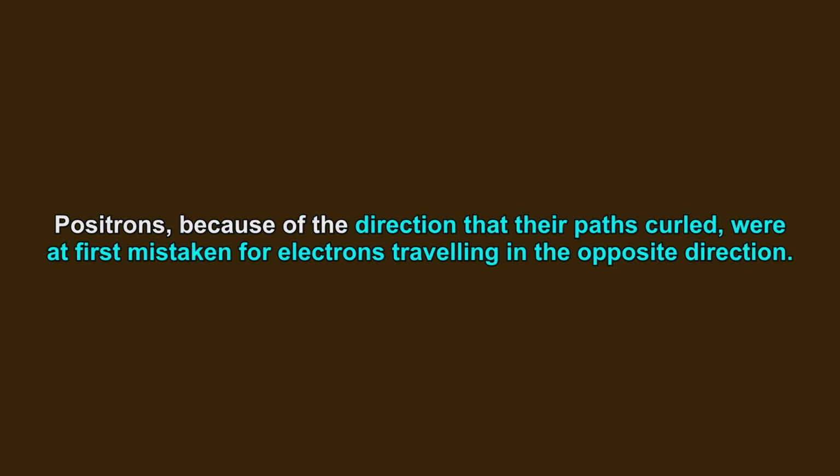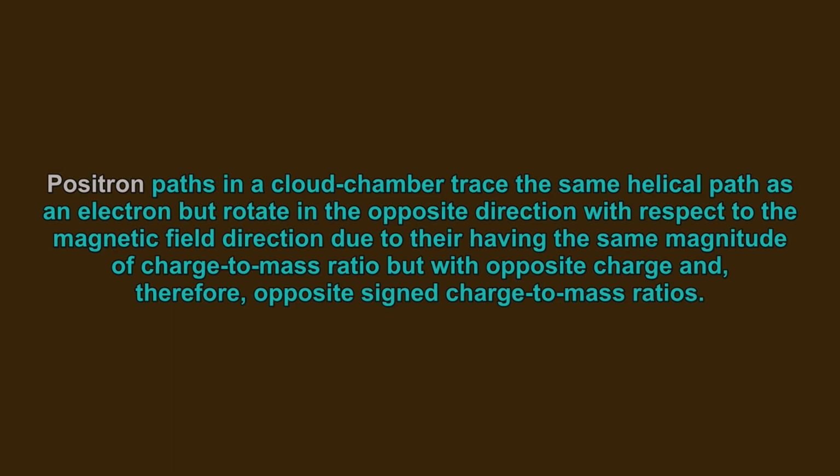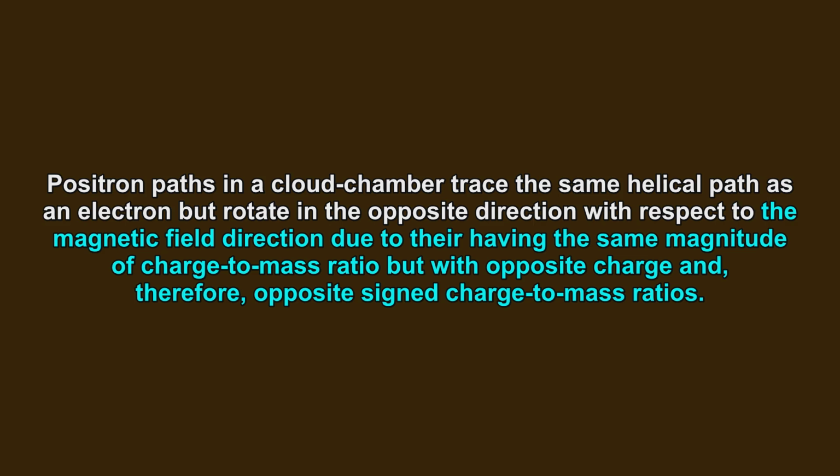Positrons, because of the direction that their paths curled, were at first mistaken for electrons traveling in the opposite direction. Positron paths in a cloud chamber trace the same helical path as an electron, but rotate in the opposite direction with respect to the magnetic field direction due to their having the same magnitude of charge-to-mass ratio, but with opposite charge and, therefore, opposite sign charge-to-mass ratios.